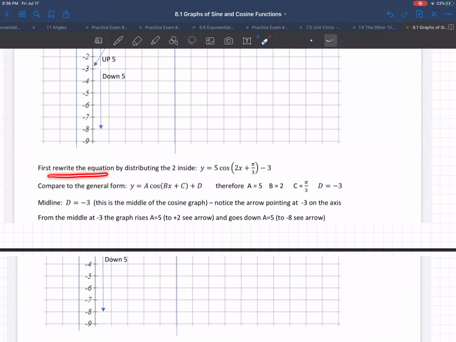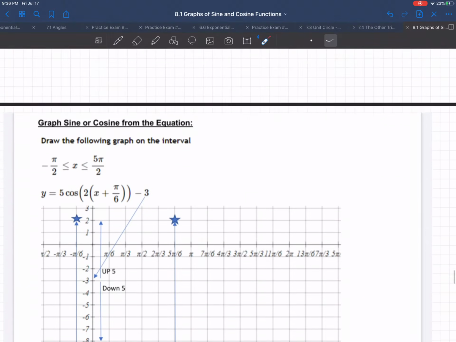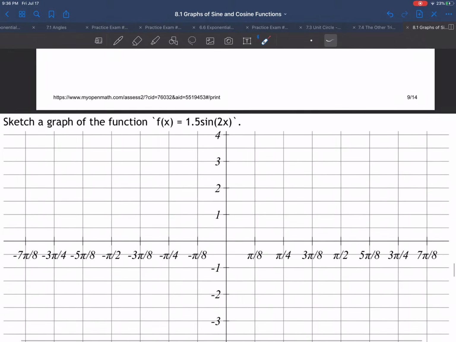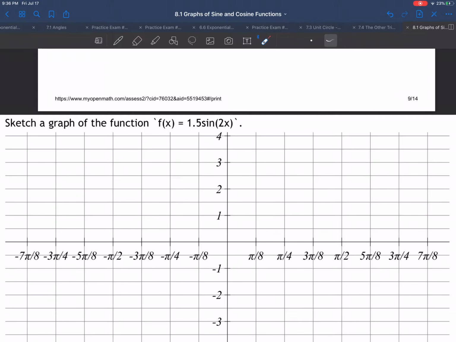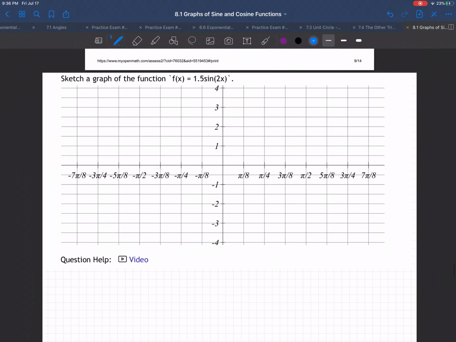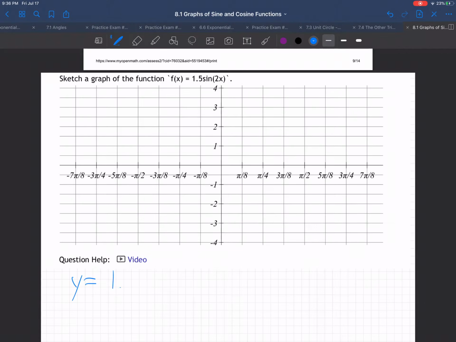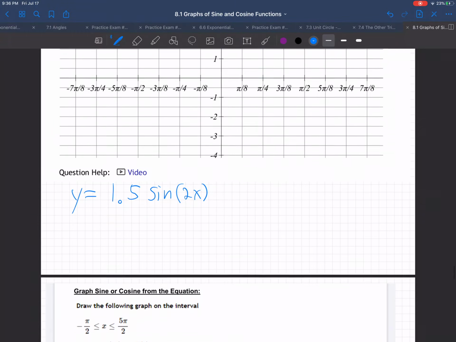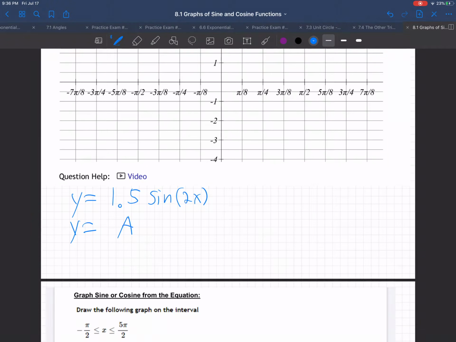So first off, rewrite the equation by distributing the 2 inside. We don't have that issue here. Compare to the general form, identify A, B, and C. So let's do that. Write it here: y equals 1.5 sine 2x. The general form is a sine bx plus c plus d.